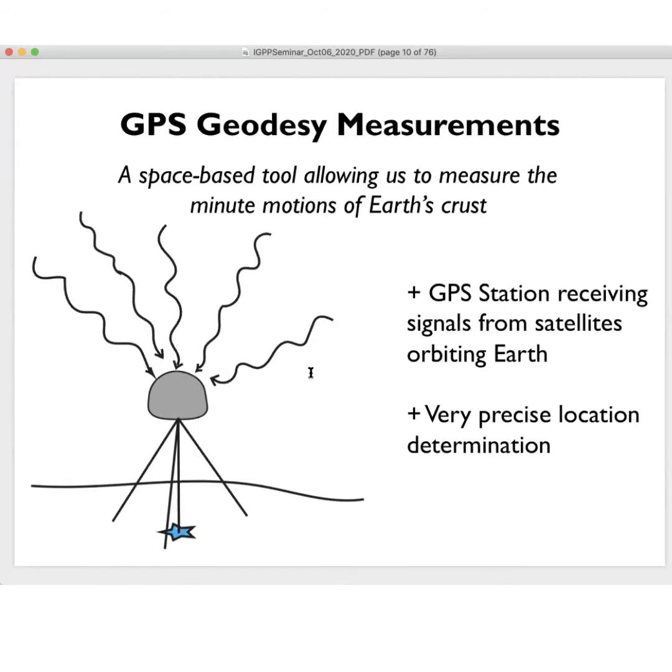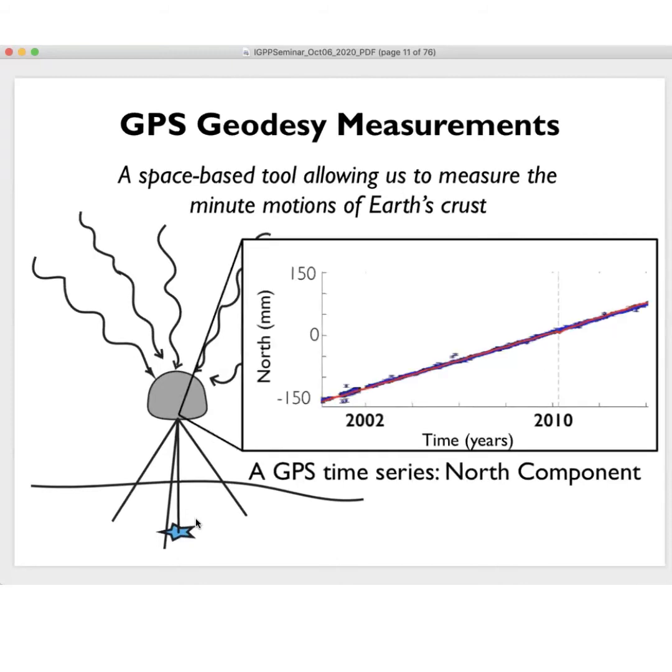Because of that, we are able to take the data that the station collects from all those different satellites and determine very precisely where it's located on the surface of the Earth. We can do that for one time, but if we do that over time and determine its location for a period of years, we get something that looks like this.